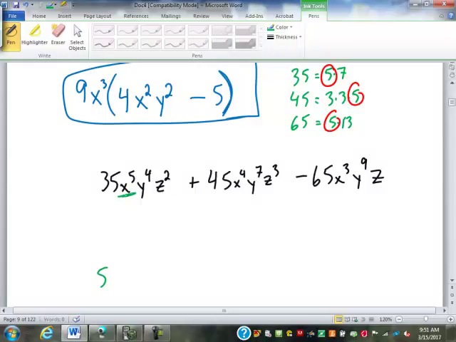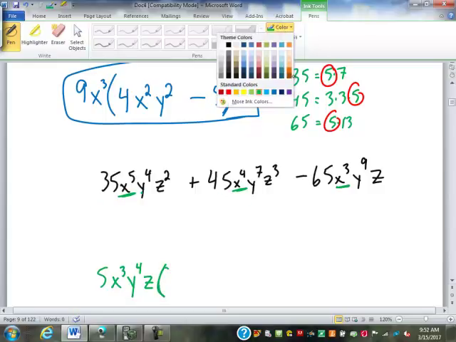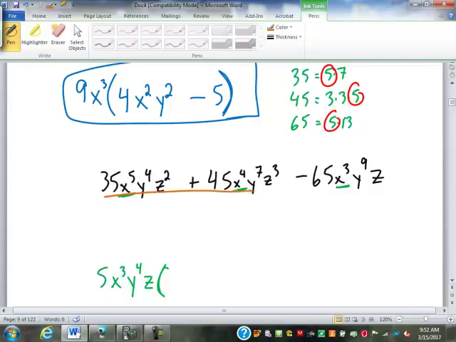How about for x? Now it appears 3 times. We still take the smallest of the 3. So that's going to be x to the third, x cubed. How about for y? Y to the fourth is the smallest power. How about z? Just z. So now we've got to divide that whole thing out by 5, x to the third, y to the fourth, z.